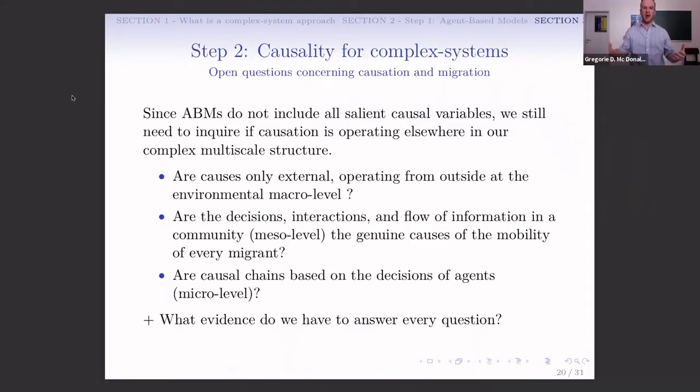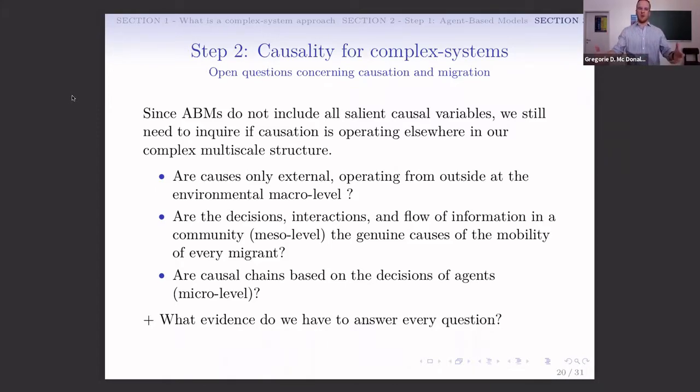But still, we might want to ask, are causes only external, operating from outside at the environmental macro level? We can also ask, are the decisions, interactions, and flow of information in the community at the meso level the genuine causes of the mobility of every migrant? And finally, are causal chains based on the decisions of agents at the micro level? And of course, we also need to inquire what evidence do we have to answer every question.